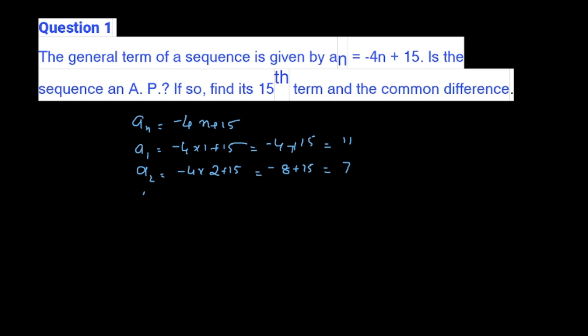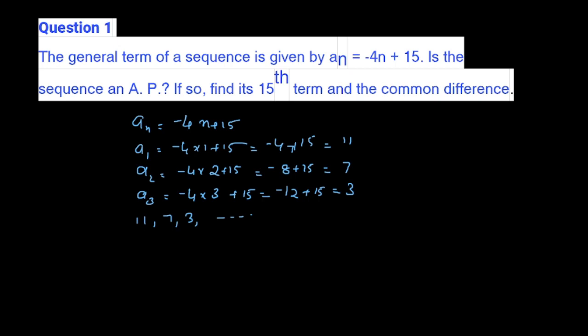Now we'll find one more term, A3, because then only we can check the common difference. A2 minus A1 is D, and A3 minus A2 is also D. So A3 is minus 4 into 3 plus 15, which is minus 12 plus 15, equal to 3. So the three terms are: first term 11, second term 7, and third term 3, and so on. Now we have to check whether this sequence is an AP or not.